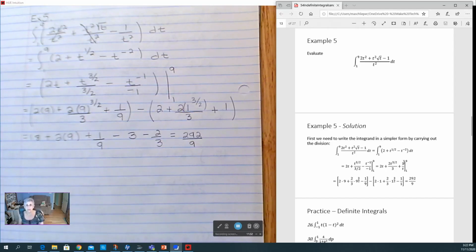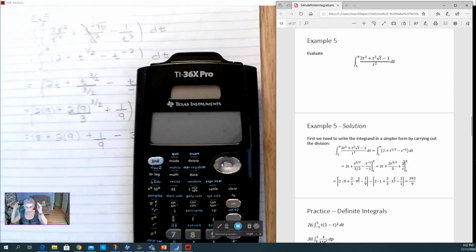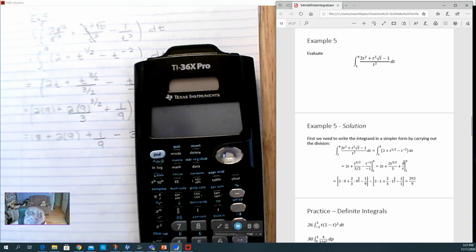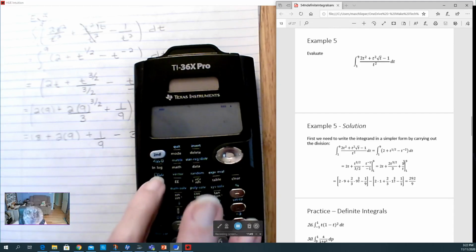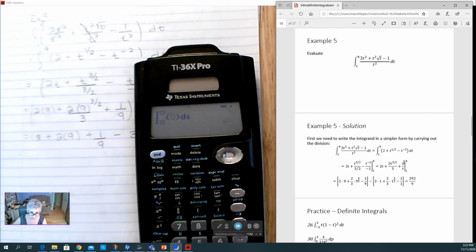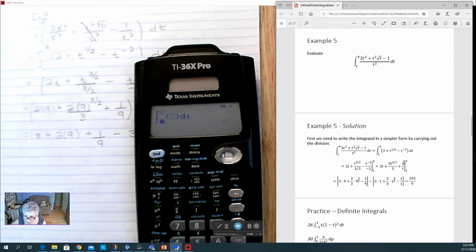Now, your calculator does have a button that calculates definite integrals. So let's take a look at it and see what we get. Press on, of course, and then we'll clear out the old stuff. Press second, the integral button. That gives you the definite integral. We are going from 1 to 9. And I'm going to write it just the way it is. I'm not going to even simplify it.